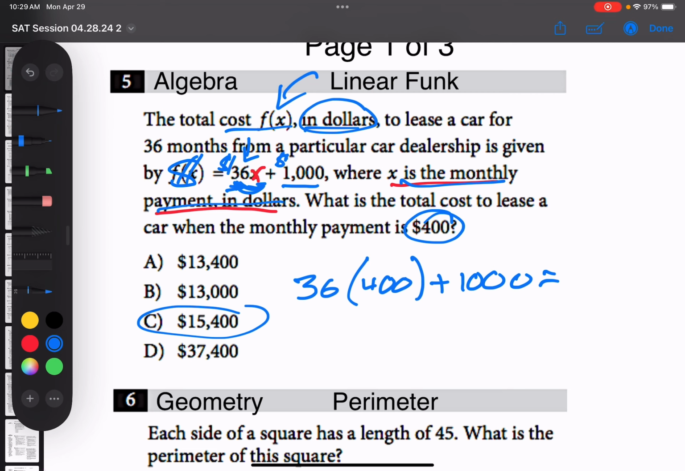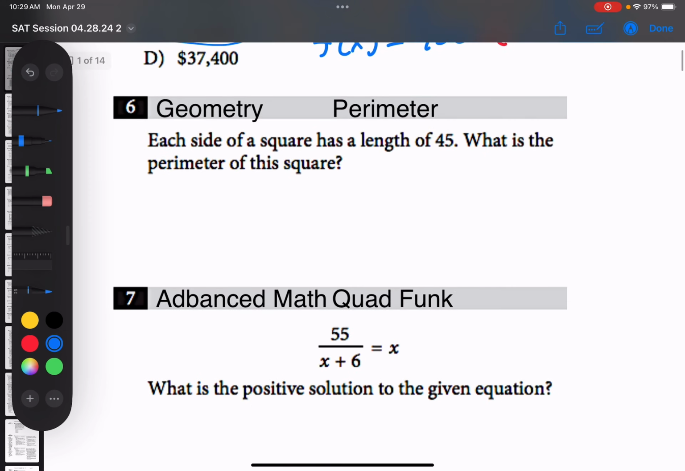Actually, your formula would look like this: f of x is equal to 400, your dollars, times x, your variable, the number of months, plus another $1,000. That's a pretty slick question. Good to know. Question number 6.